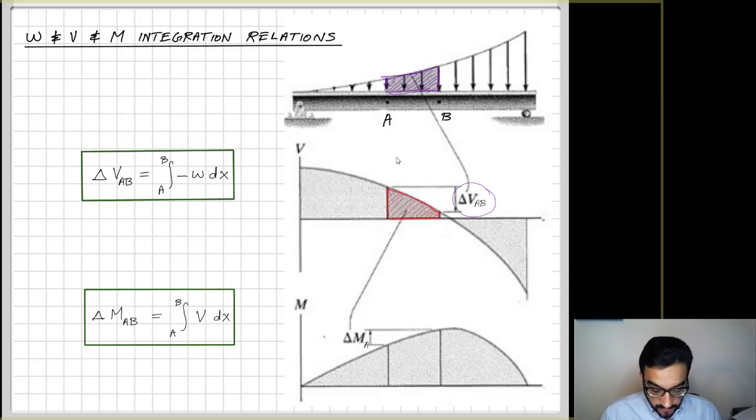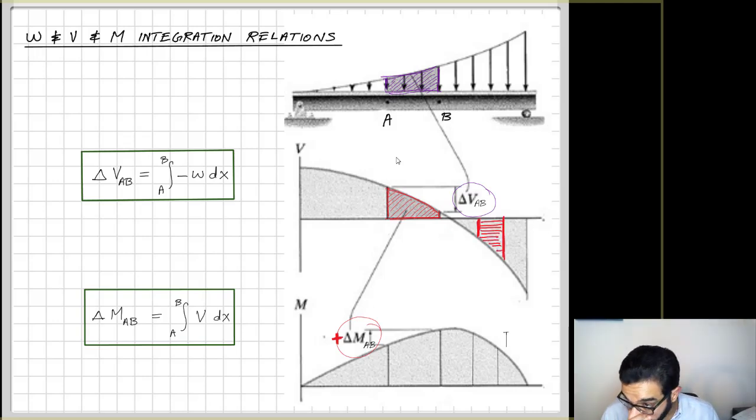And then if I consider the area under the shear curve between these two points, that will result in delta M AB, the difference in the moment between these two points A and B. And remember that because the area here is under the curve of V, and the curve here has positive values, this area is positive, so this means that the moment increases from A to B. You're adding a positive value to the moment at A, so you're increasing to a higher value at B.